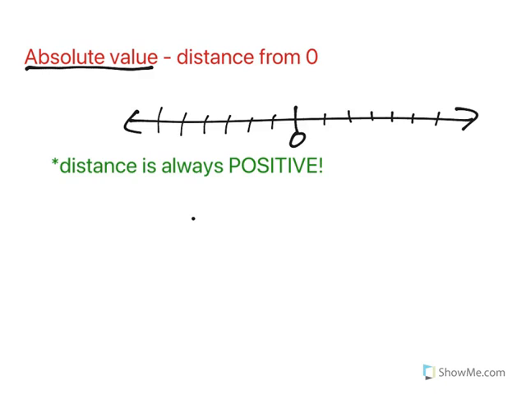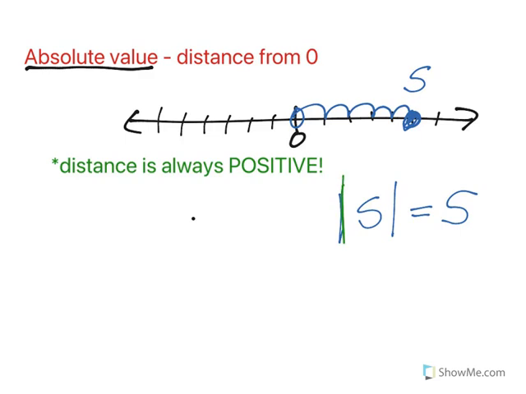is always positive. When I leave my house, whether I turn right, left, go forward, or backwards, I'm covering distance, and it's positive. It all counts as miles on my odometer. So distance is always positive. So if I say, well, from zero, I'm going to go 1, 2, 3, 4, 5. I moved 5 units. So the absolute value of 5 is 5 because I moved 5 units.